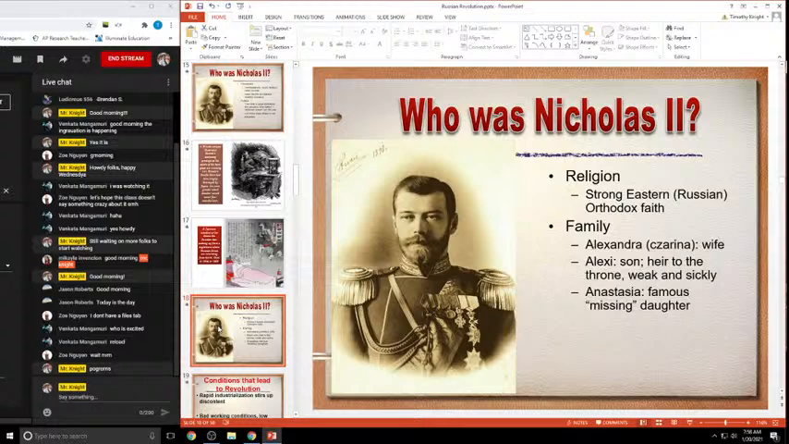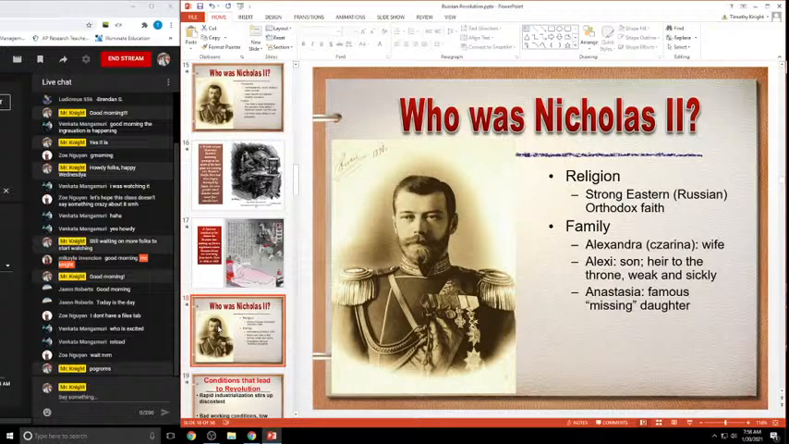The further east you go in Europe, the more likely people are to subscribe to Eastern Orthodox sects of Christianity. And he has a large family. I mentioned to you his wife, Alexandra, last week. We talked about her and her alleged affair with Rasputin, Grigory Rasputin. His son, Alexei, his only son and the heir to the throne, was weak and sickly and had hemophilia. And then the famous, quote-unquote, missing daughter, Anastasia, was another famous story of Nicholas II.